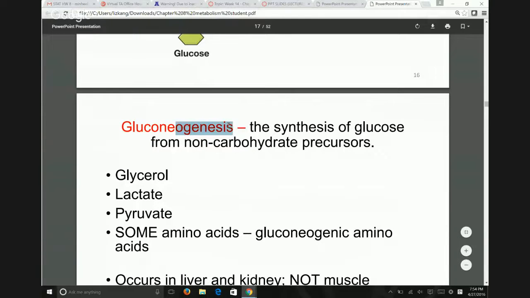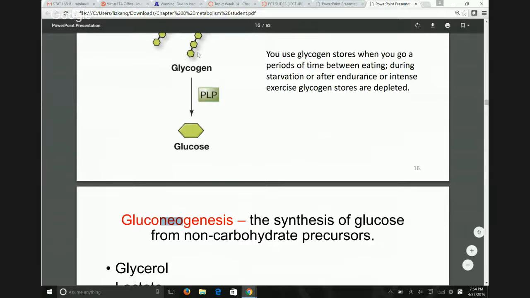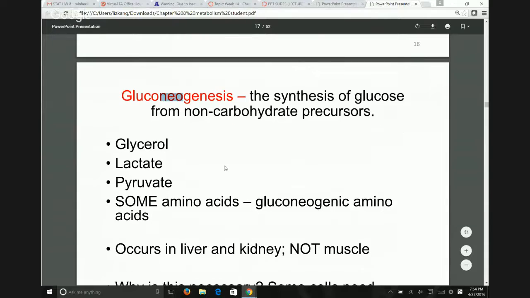Gluconeogenesis. So whenever we see genesis, that means making, synthesis. Neo is new, right? So we're making brand new glucose. We're not getting glucose from glycogen that's already here. We're making brand new glucose from fat, or no, sorry, we can't make it from fat. We're making it from pyruvate, like I said earlier. We mentioned this earlier: protein, lactate, glycerol. Glycerol is just a sugar alcohol. You don't need to know exactly what it is, but you want to know that you can make it from lactate, pyruvate, and protein.